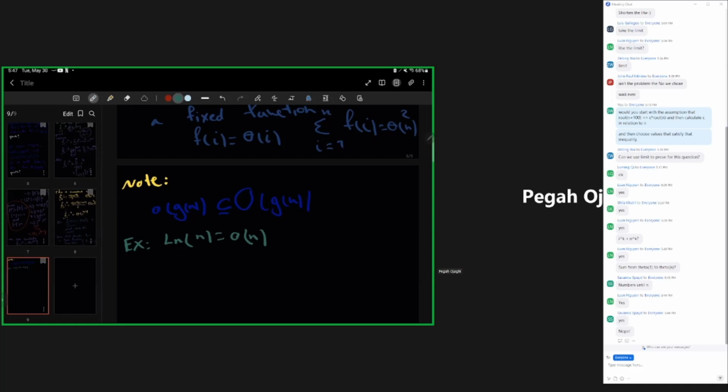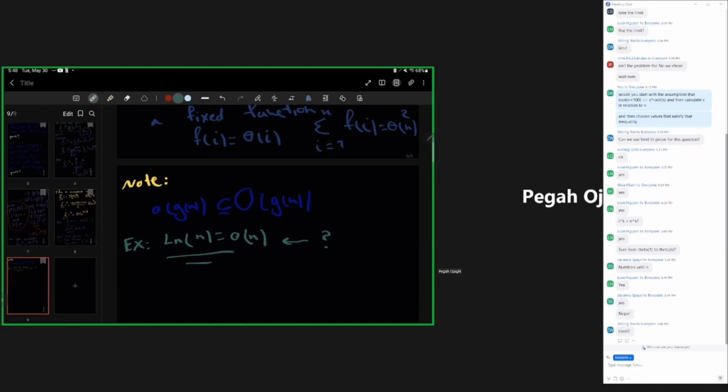What was the definition of all of this when I defined it the other day? We want to show this one. How can we approach it? There are two ways. One of them is finding C and n0. What was the other approach that everybody mentioned in the beginning of the class? Yes, we can do limits.